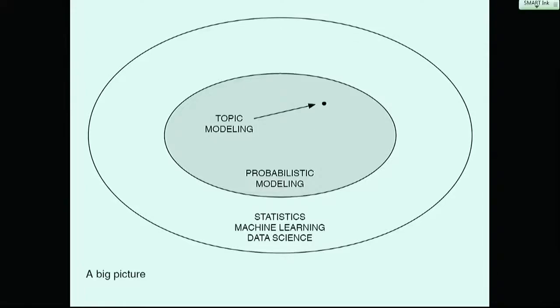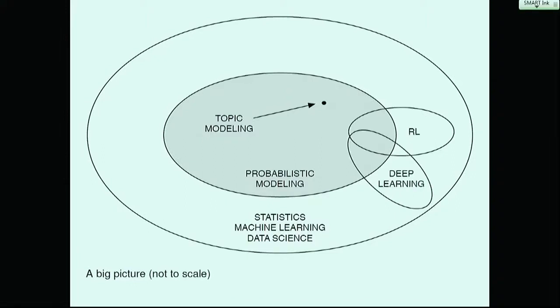So the big picture that I have in my head is that there's statistics, machine learning, and data science. They're all the same. Inside that, there's probabilistic modeling, and topic modeling is one piece of this larger world of probabilistic modeling. Okay? I used to put that in the center, but it gave the wrong impression.